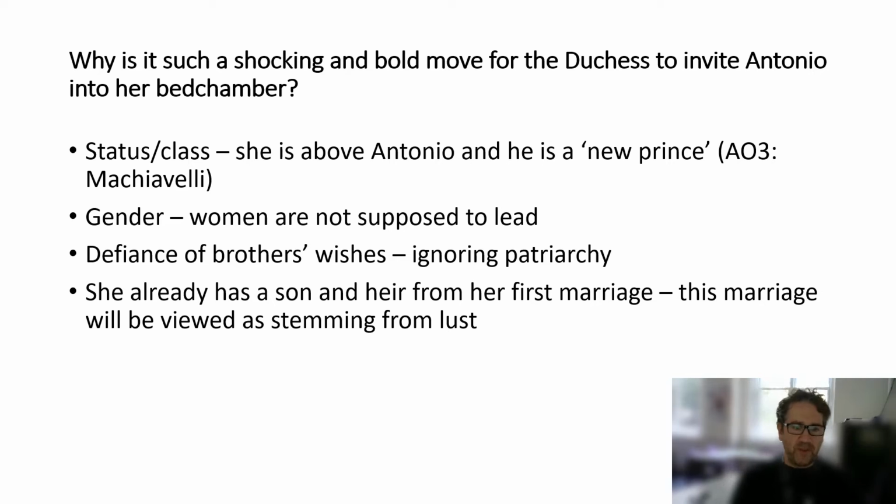This marriage will be viewed as stemming from lust by her brother, because marriage was seen as only a means for procreation. So you might talk about how the comments on this marriage being a marriage of lust can also relate to that of January's.